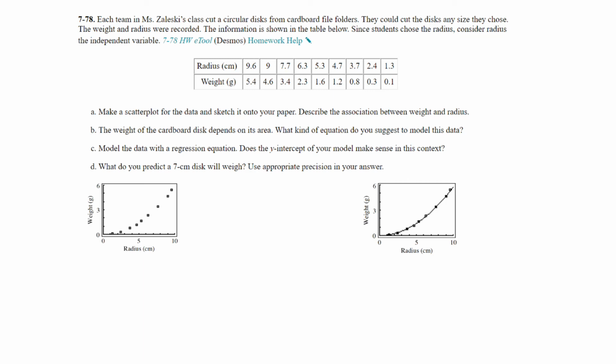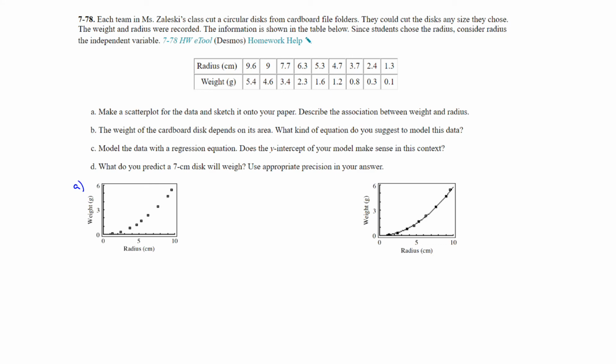Part A, make a scatter plot for the data and sketch it on your paper. Describe the association between the weight and the radius. So you don't need a graphing calculator for this part. You are just making a scatter plot from the data. Now, you're eventually going to have to use the graphing calculator to do some of the rest, but for now, this part right here represents the scatter plot. Obviously, it's a picture pulled from the graphing calculator, but yours should look something like that, where the radius is your independent and the weight is your dependent.